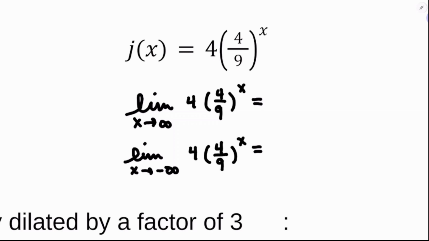Last one is the same. It's an exponential function showing exponential decay, so it's going to have the same behavior. As x approaches infinity, 4 times 4 over 9 to the x is going to approach 0, and as x approaches negative infinity, this thing is going to approach positive infinity.